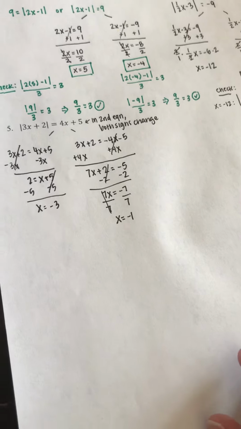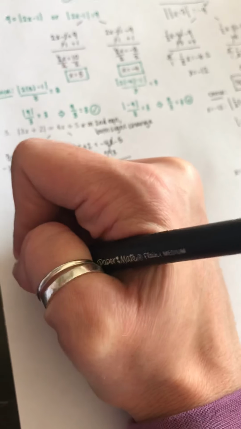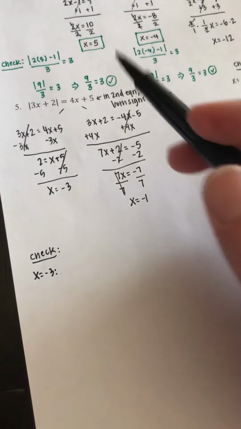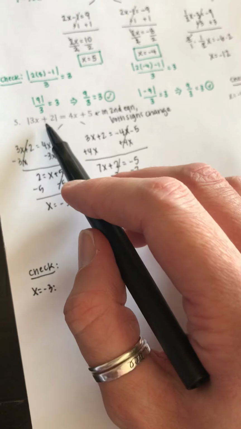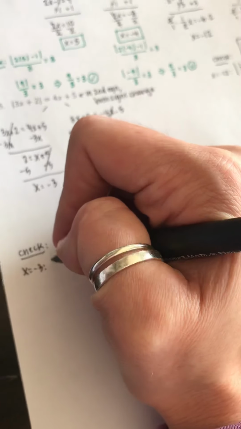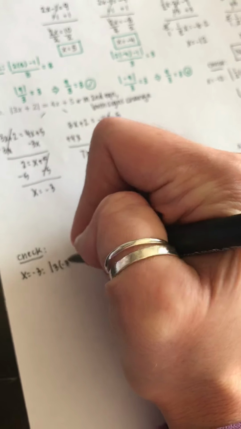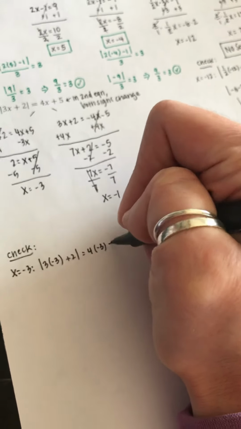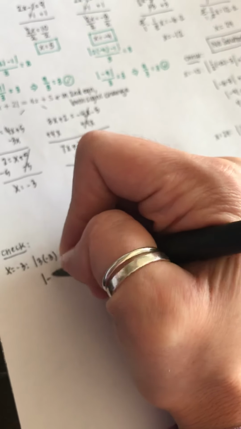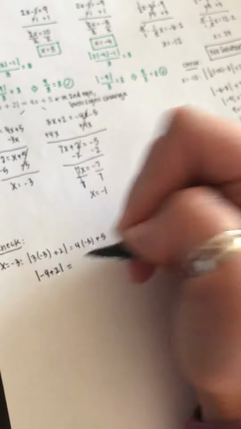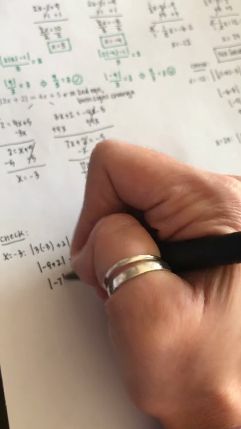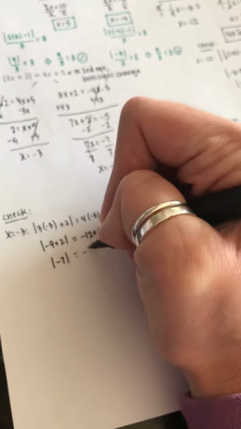But again, we're not done yet because we have to check to see if these are actually going to be solutions, because in the last example, we saw that there is a possibility for these not to work. So let's check x is equal to negative 3. And when you go to check, again, remember you're using your original equation, so we're going to plug in on the left side and the right side. The absolute value of 3 times negative 3 plus 2 is equal to 4 times negative 3 plus 5. That'll give me negative 9 plus 2 inside the absolute value bars. And over here, that'll give me negative 12 plus 5, which will leave me with negative 7 on the right side.